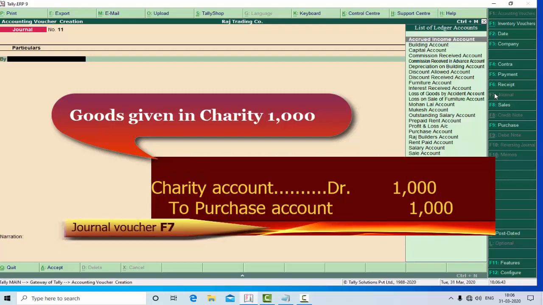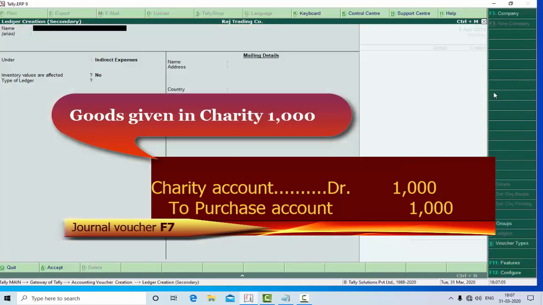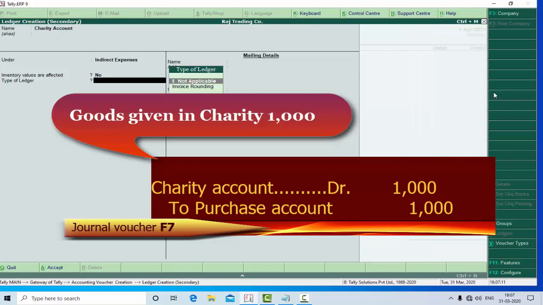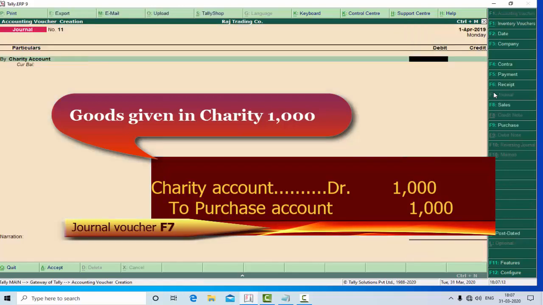Sometimes a business gives an amount in charity or donation. So when it gives an amount or goods in charity donation, that charity donation will be debit, and if cash is given, cash is credit, and if goods are given, goods are credited. So in this entry goods are given, so the entry will be recorded in the journal voucher. Create a charity account if given in charity, and if given in donation, create the donation account under the indirect expense. I think you understand how this account will be created.